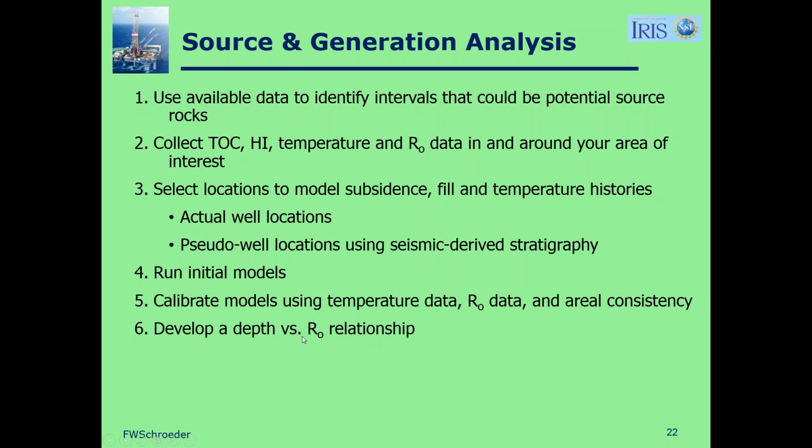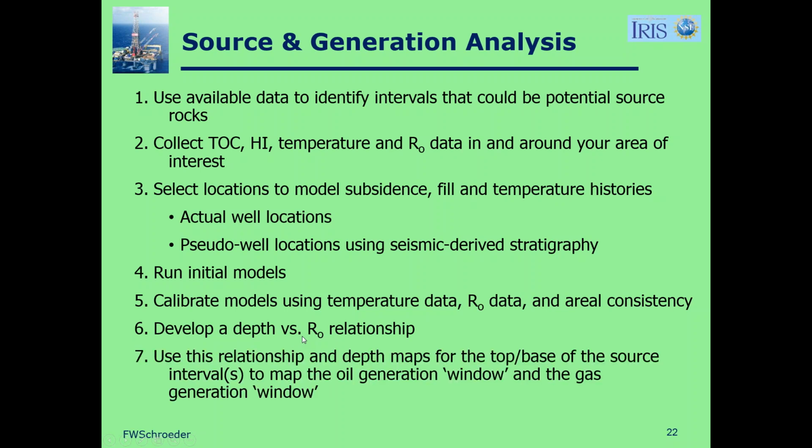We would then develop a depth versus RO relationship, and that's what I showed on the previous slide. And then we could say that the top of our oil window is at a certain depth, the top of our gas window is a certain depth, and the base of our gas window, the start of the overmature region, would be at a third depth. And then we can use these relationships and depth maps to put on a map view where, at least present day, the oil generation window is and the gas generation window is.